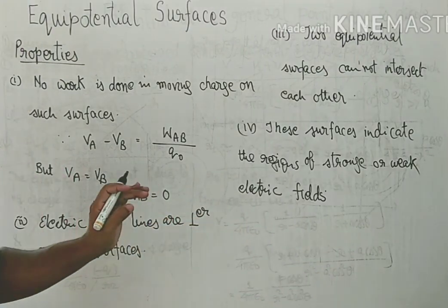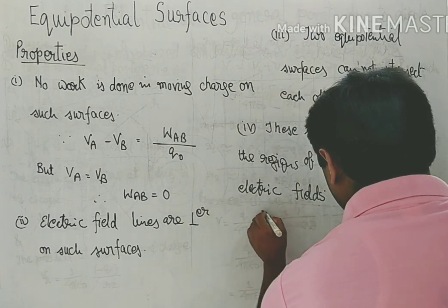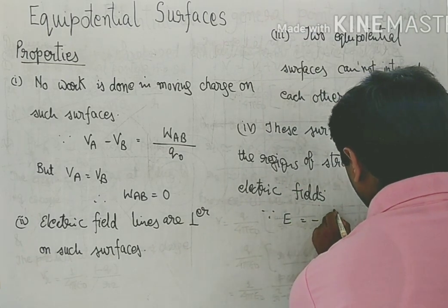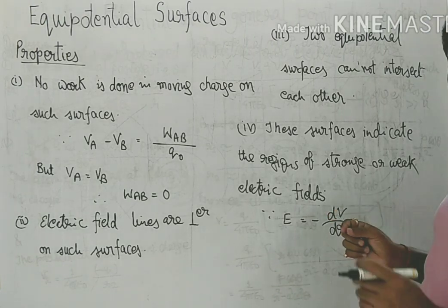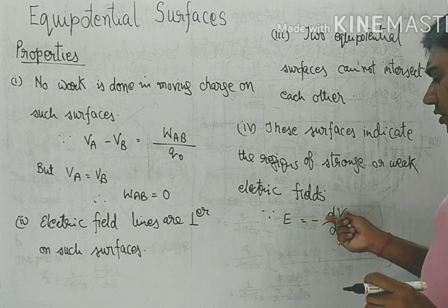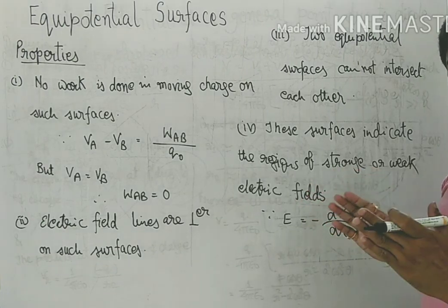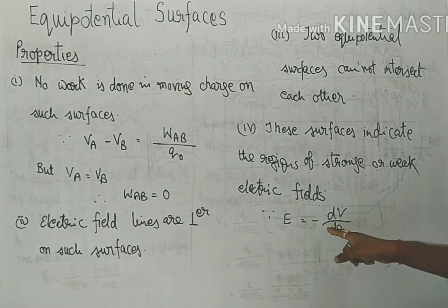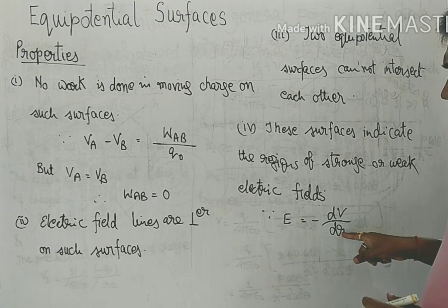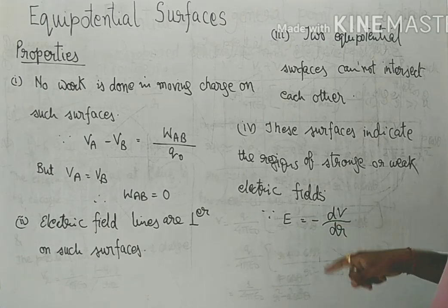Finally, let's have a mathematical expression supporting this statement. Since we have E equals minus dV upon dr, as can be seen, for this constant dV, as on an equipotential surface the difference in potential between any two points is fixed, constant, under that case E is inversely proportional to dr. Here the negative sign indicates that with increase in r, V decreases.